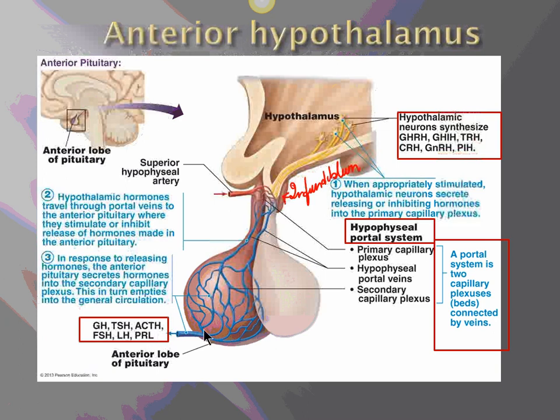Okay? So again, these cells in the anterior pituitary pour their secretions into the general circulation, and these then will go and act on the target organs. Okay?